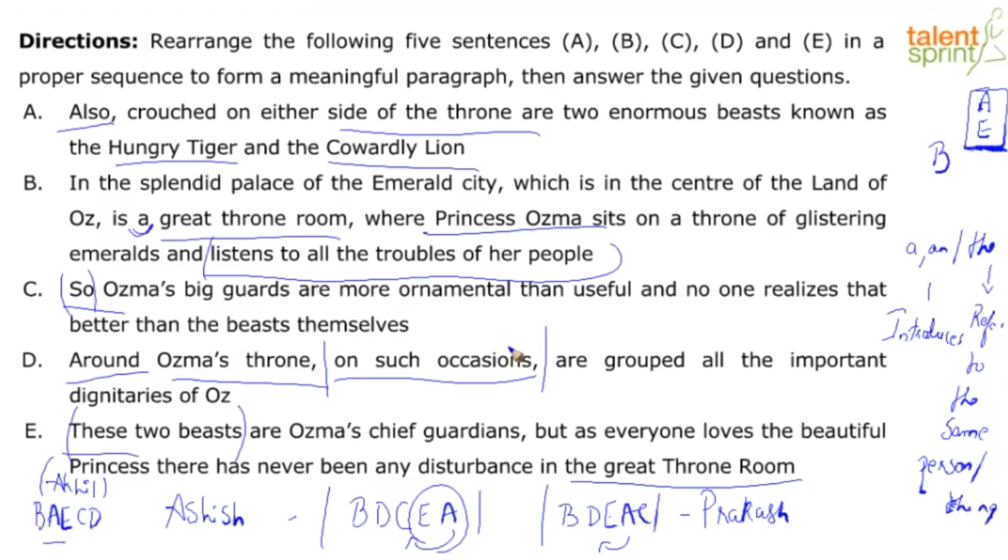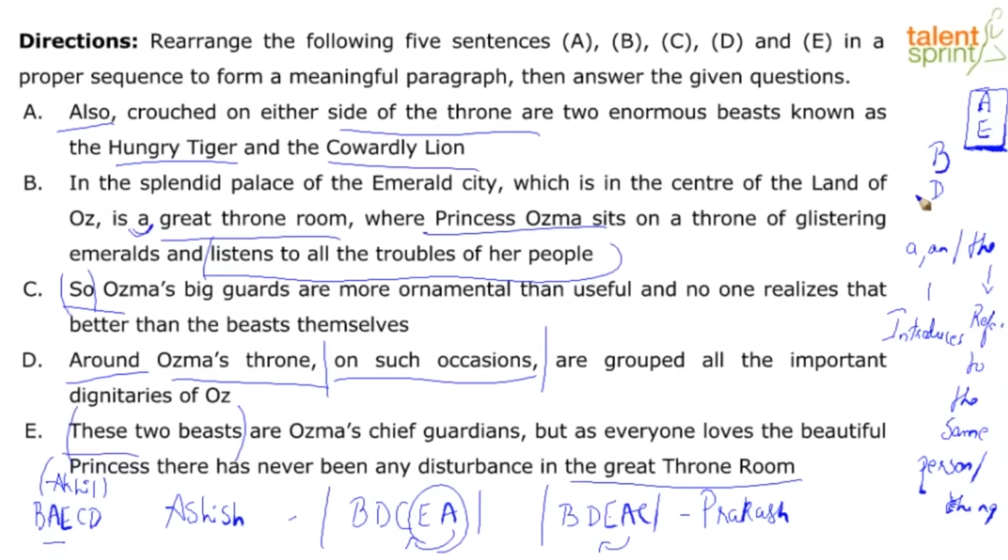So, on the occasion where Princess Ozma is listening to all the troubles of her people, who is grouped? People are grouped, all the important dignitaries of Oz. Are you following? Sorry Akil, though you got the topic sentence right and you got the connecting sentences right, you didn't get the whole sequence right. Anybody has B, D? I saw somebody. Dipankar. B, D, right? And then A, E, and then you have C.